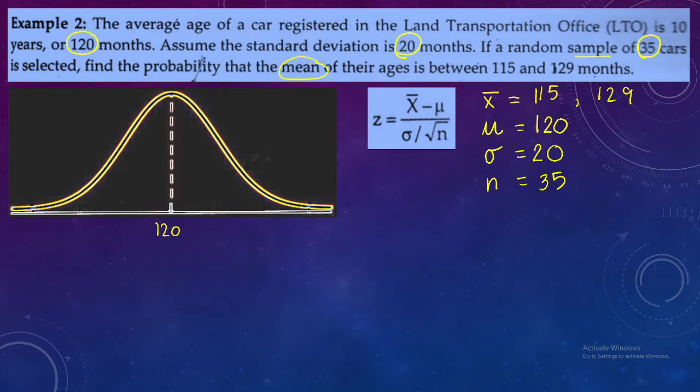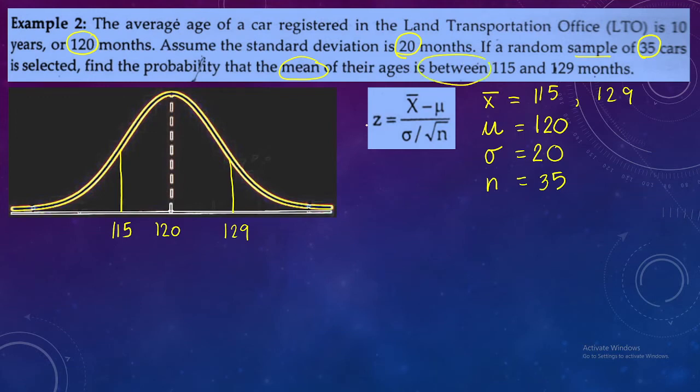Now let's locate them. Where is 115 located? Is it left of 120 or right of 120? Left, sir. Left. So I'm going to locate 115 here, for example. What about 129? Right, sir. Right. So let's have 129 over here. Now, as you can see, the word between.